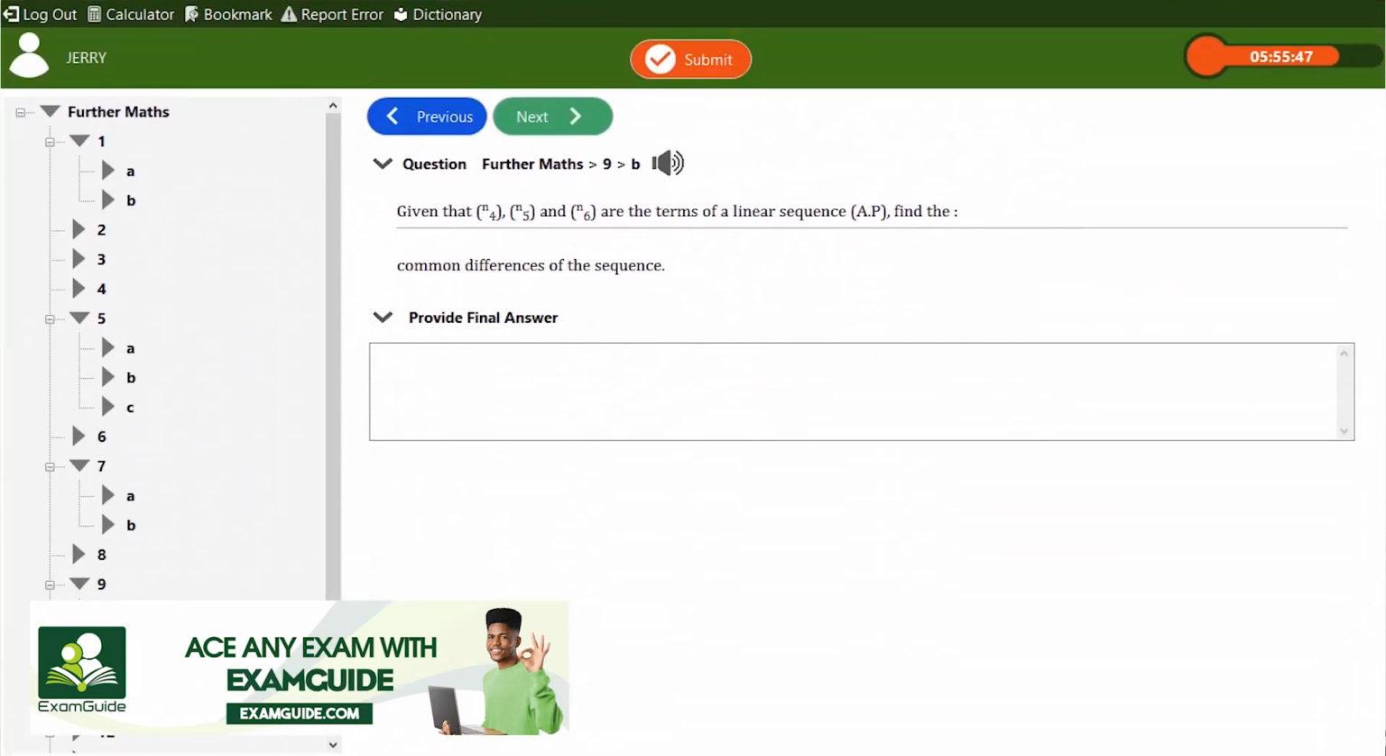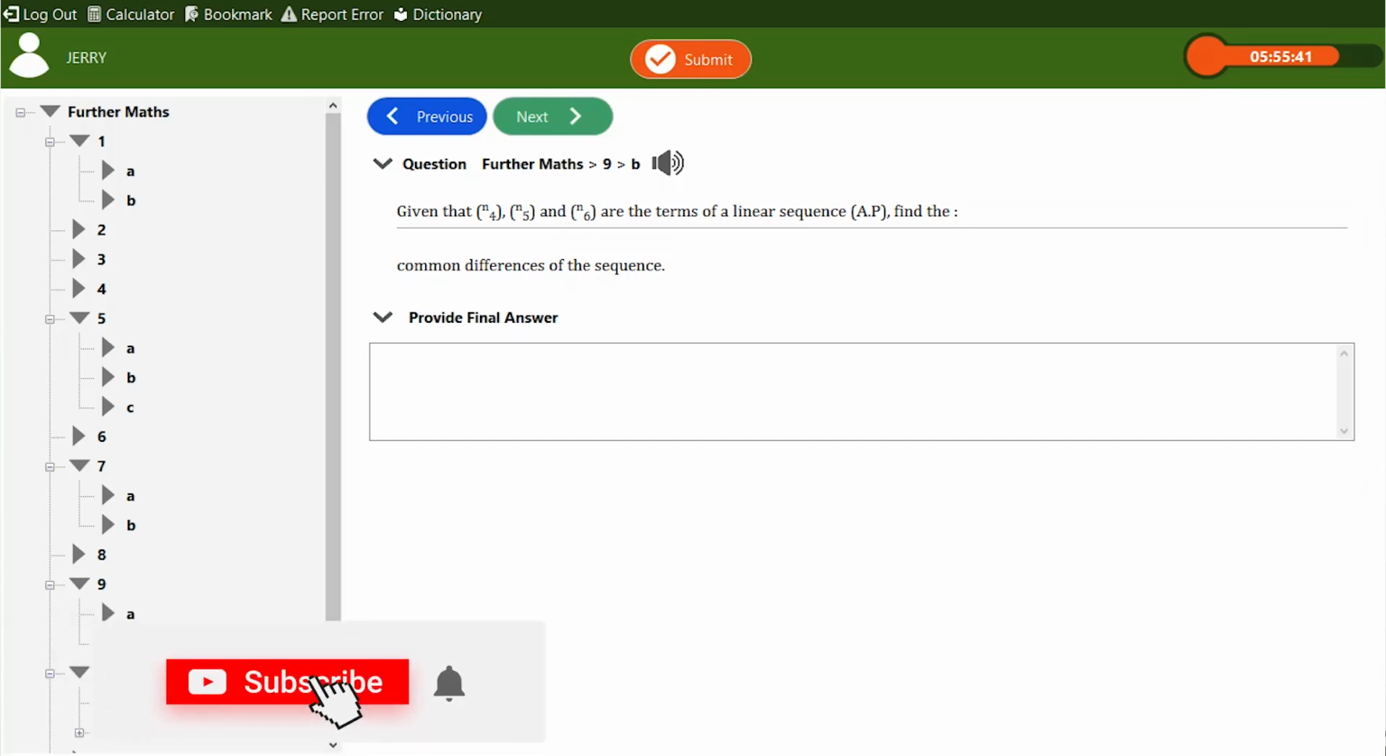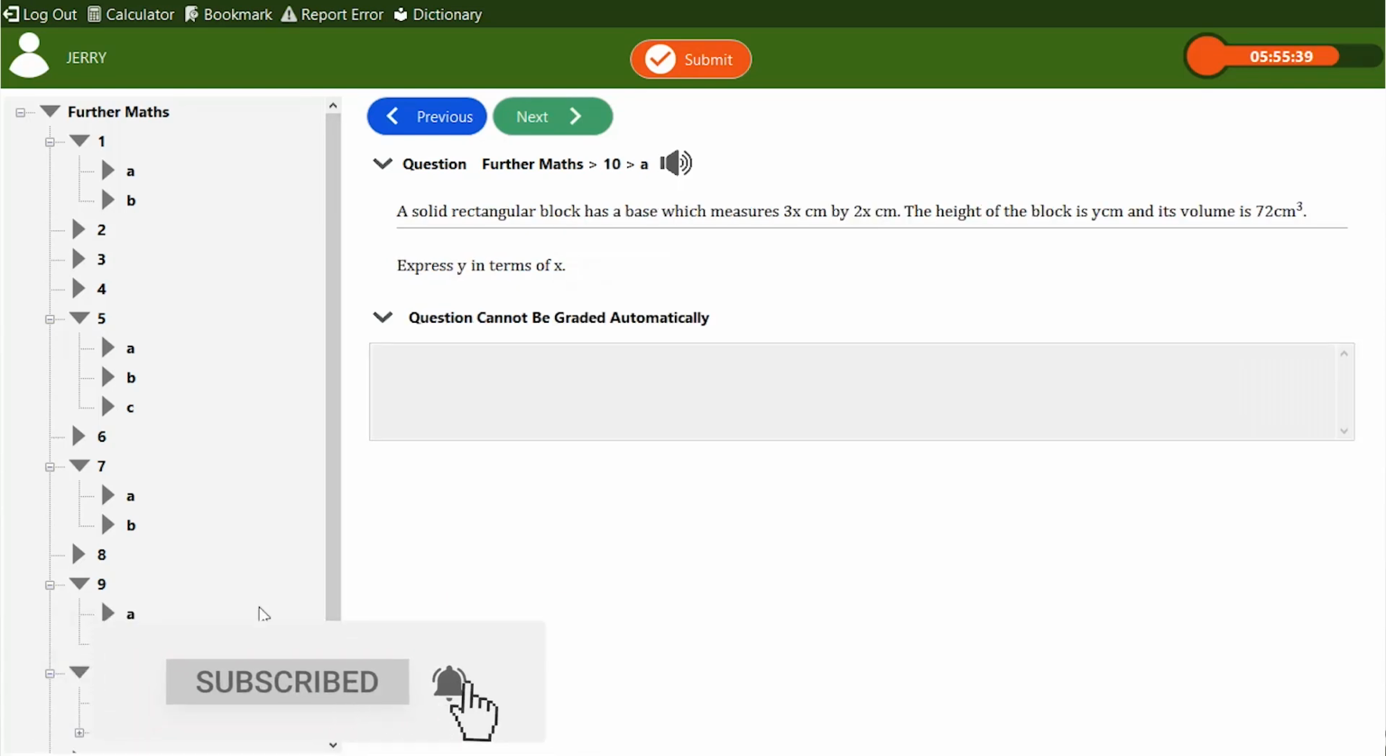Now question number 10. 10A. A solid rectangular block which has a base which measures 3s by 2s. Then the height of the block is y cm. Its volume is 72. Express y in terms of s.